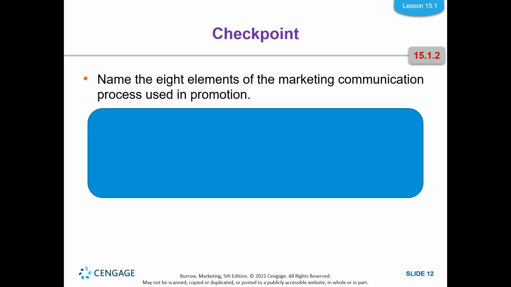So, checkpoint question. Name the 8 elements of the marketing communication process used in promotion. And you will find those on pages 421 and 422 and a little bit of 423. I will pause now so that you can answer that question.